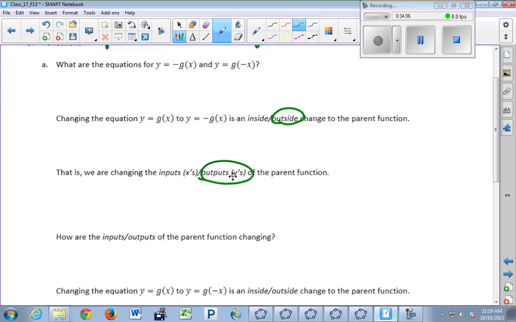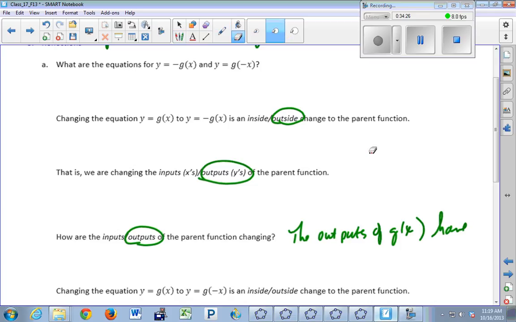So how are the outputs of my parent function changed? How would you describe what happens to my outputs here? The outputs of g of x, how have they changed when I put the little dash out in front? They have changed to the opposite. The outputs of g of x have changed to their opposite.